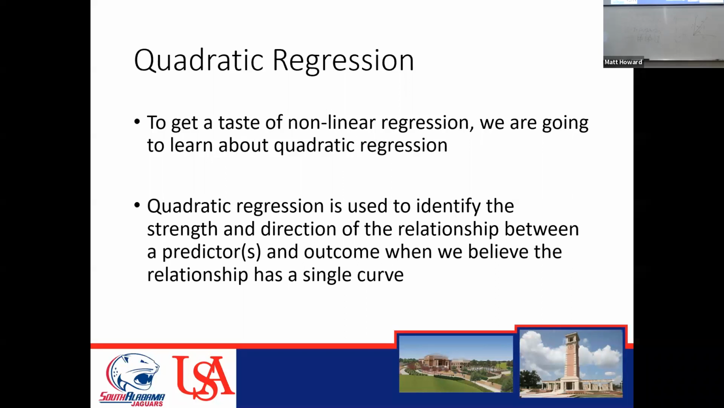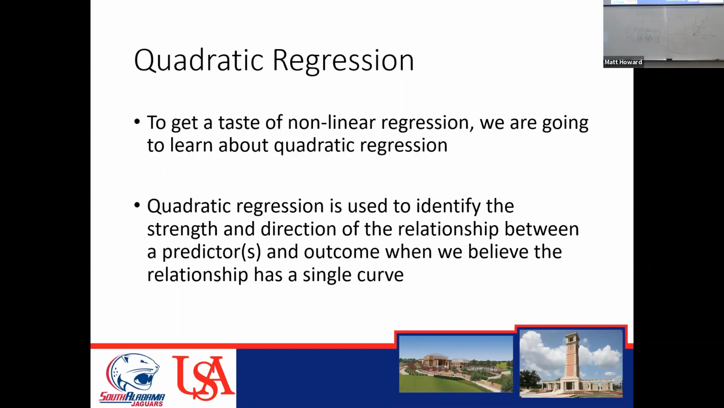Okay. So therefore, quadratic regression is used to identify the strength and direction of a relationship between a predictor and an outcome when we believe the relationship has a single curve. And this is very important. Whereas before linear regression would look at a straight line, quadratic regression is when we think the relationship between an x and a y variable looks something like this. We think the relationship might be described by a single curve. And that's when we would use quadratic regression. Or the curve might look like this.